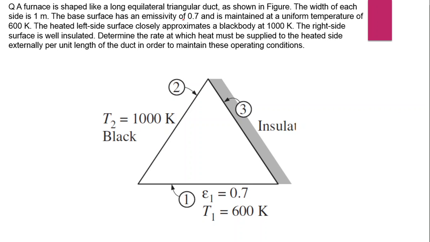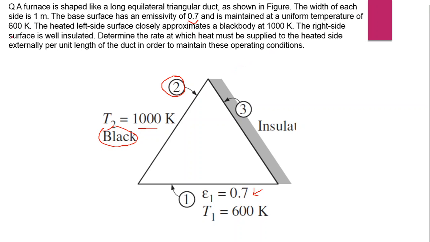The base surface has an emissivity of 0.7. So base surface means surface 1 has an emissivity of 0.7 and is maintained at a uniform temperature of 600 Kelvin. The heated left side surface closely approximates a black body at 1000 Kelvin. So surface 2 is similar to a black body. So for a black body they are not going to give epsilon. Why? Because for a black body epsilon is equal to 1, that we already know, and we have to maintain the temperature of this surface at 1000 Kelvin.